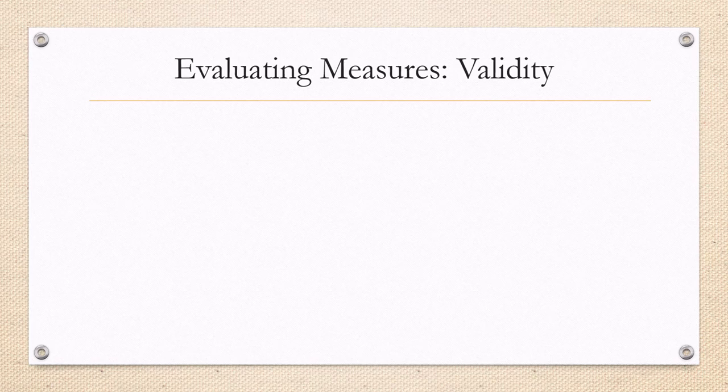A measure may be reliable, but it still might not be valid. Remember, validity is the extent to which the instrument is measuring what we are trying to measure. It is measuring our construct of interest. So the thermometer that says 30 every time it is actually 50 degrees is not valid, even though it is reliable. Validity is not a function of the measure itself, but what we use it for.